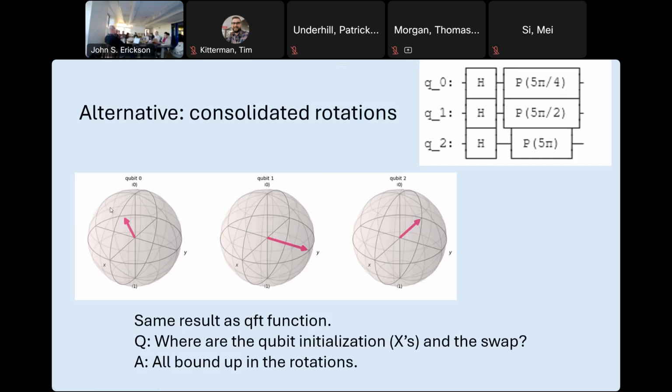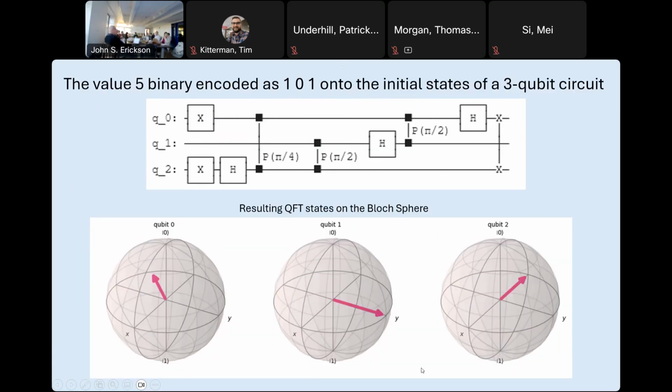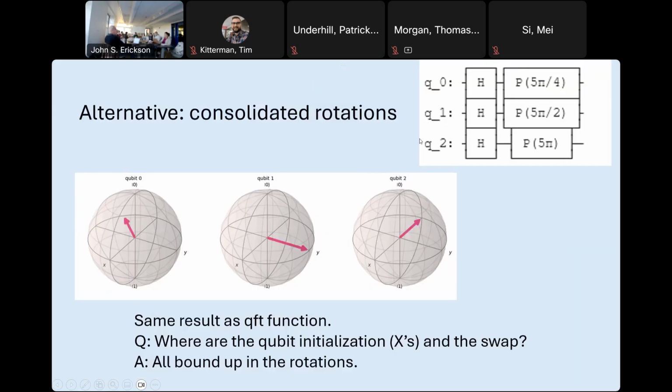Since what we're doing is rotations, and especially in the quantum world where everything is reversible, you can apply these in different order, and you can break them apart and put them together. And so in their example, they took this previous circuit and they basically boiled everything down in here into consolidated rotations. That's what the P is. These are phase rotations. So you still have all the Hadamard gates because you need them for the entanglement. And you get the same result. All right.